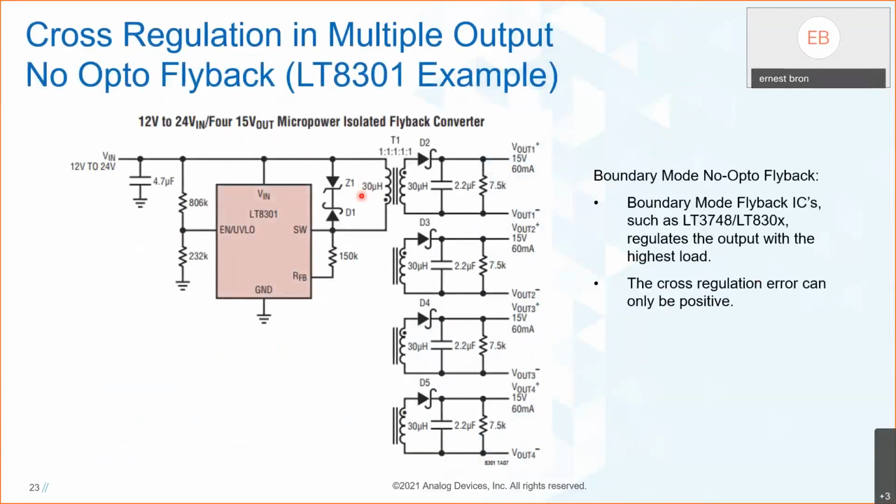In terms of no-opto flybacks, typically how you would deal with this, you would take the higher current rail, and that's the one it regulates to. The other ones are basically open-ended or not regulated back. In this case, you get reasonably good cross-regulation, and the cross-regulation error can only be positive.